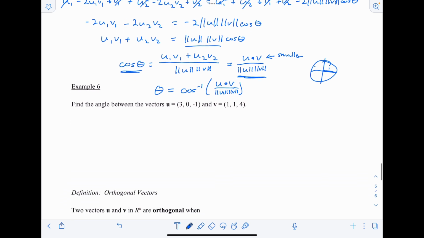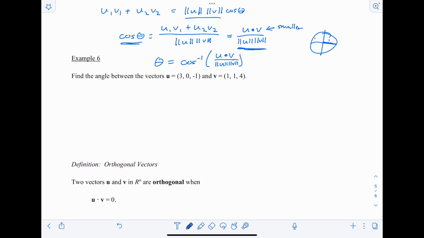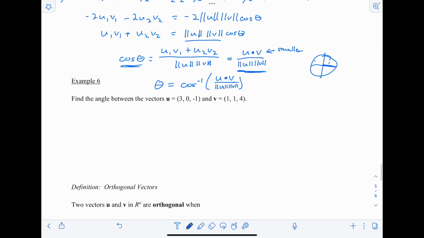All right, so let's just do an example. That was a lot. Let's do an example and find the angle between two vectors u and v. So very simply, I need the dot product and I need the magnitude of each vector. So let's start by finding the dot product. We could do this all in one fell swoop. Let's just do this in its fraction.